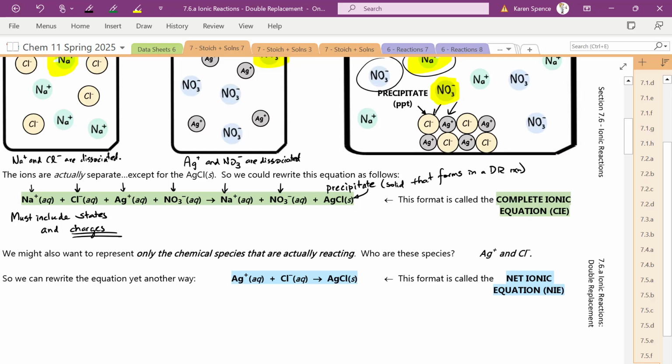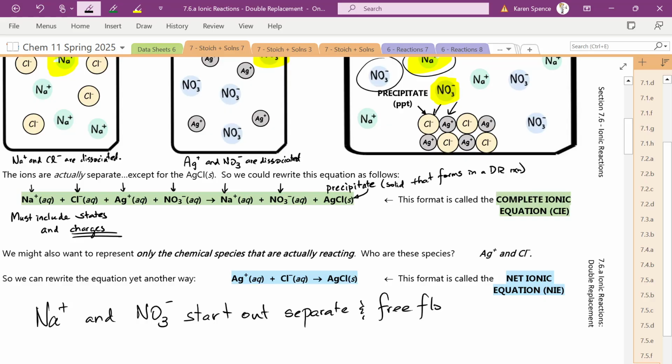So Na plus and NO3 minus start out separate and free floating. And they finish separate and free floating. So they did not participate in the reaction.